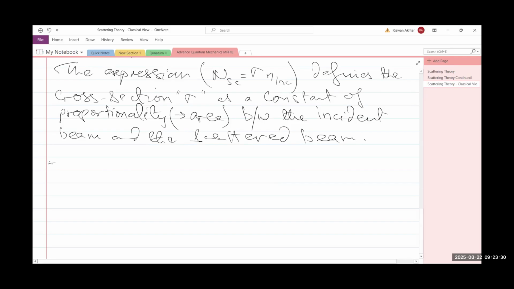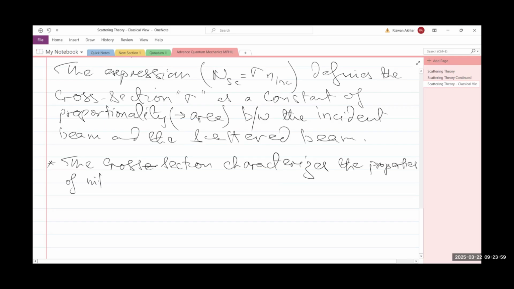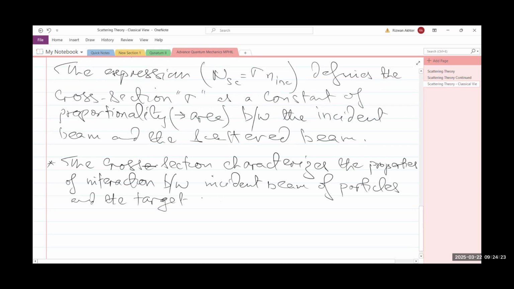So what is important here, the cross section characterizes the properties of interaction between the incident beam of particles and the target particle. So that is what we are required to determine.